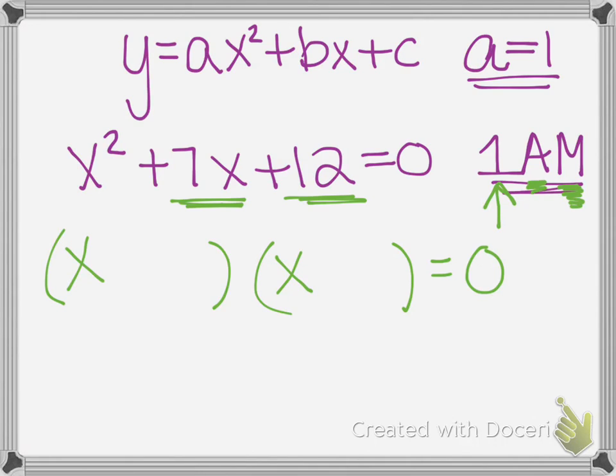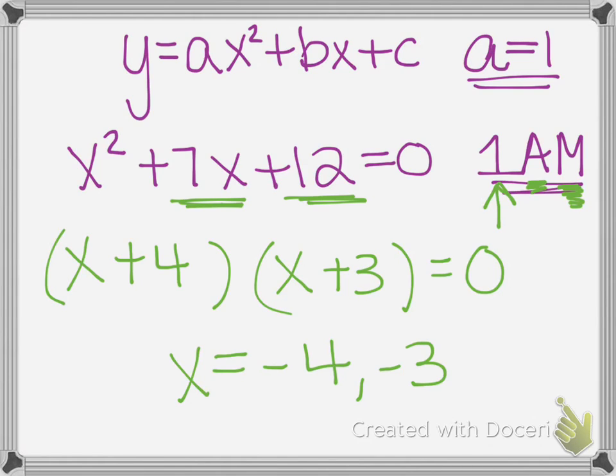What adds to give me 7 and multiplies to give me 12? Positive 4 and positive 3. So that means my solutions are negative 4 and negative 3.